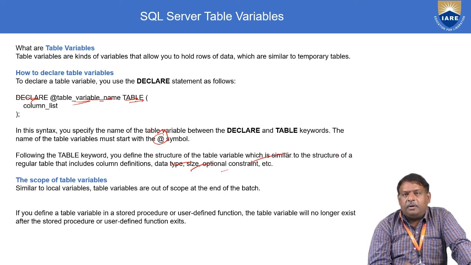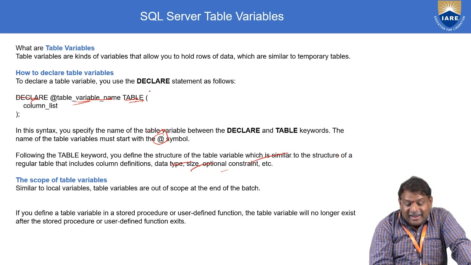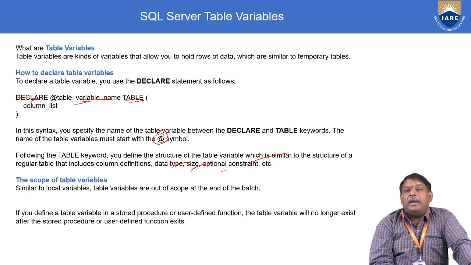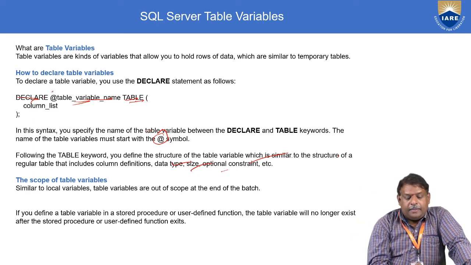You define a table variable like a regular table: column names, data types, etc. But the only condition is that between DECLARE and the table name, there should be a table variable name, which should start with the @ symbol. Okay. The scope of a table variable is similar to local variables.